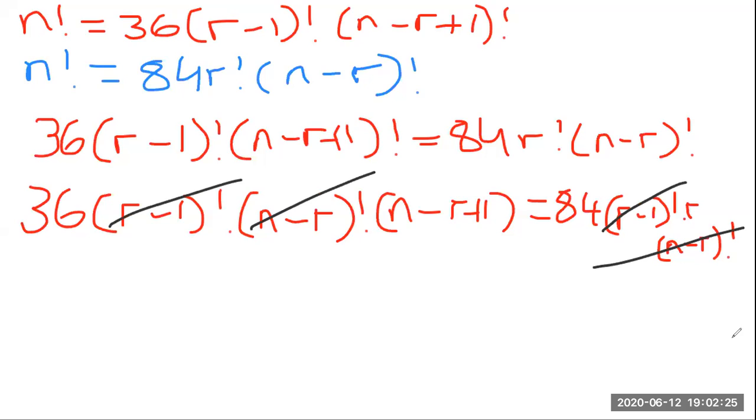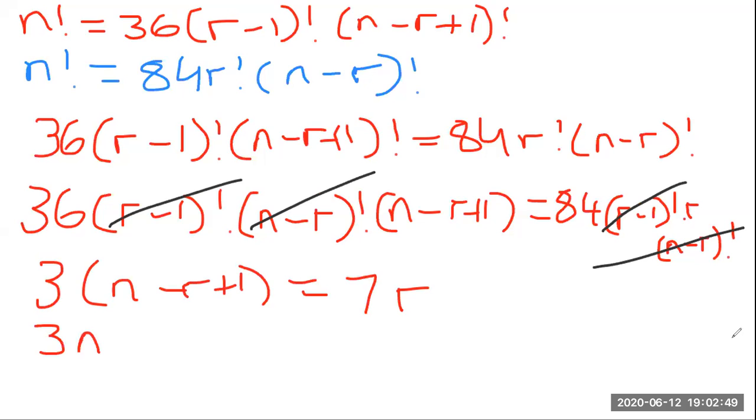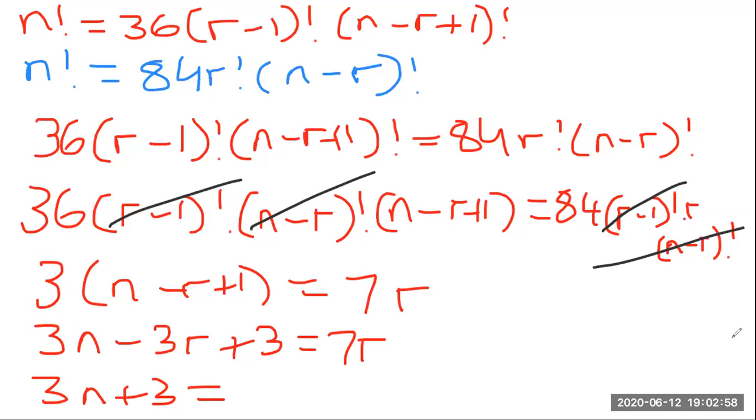So you end up having 36. Or let's say 3 if you simplify. 3 times n minus r plus 1 is equal to 7r. So you can just expand now. So 3n plus 3 is equal to 10r. So that's the first equation. I'll write it down here.